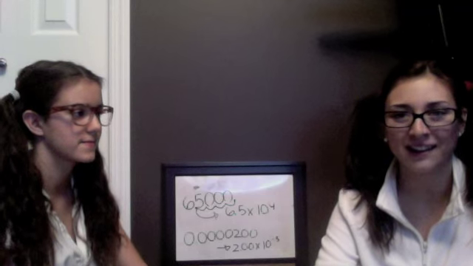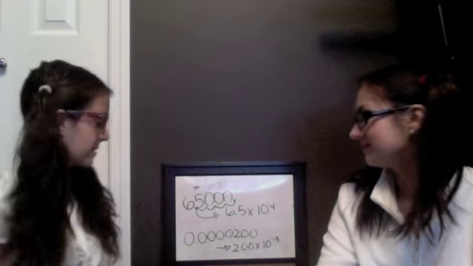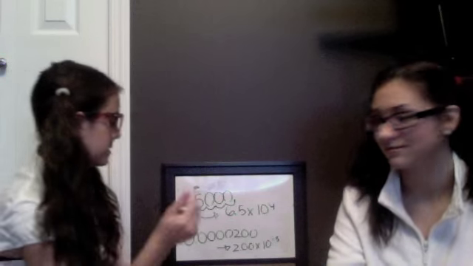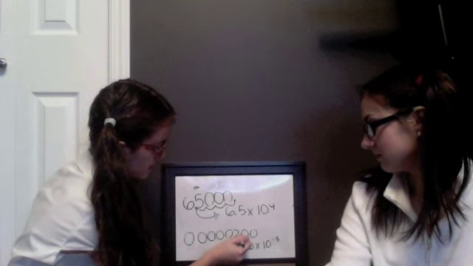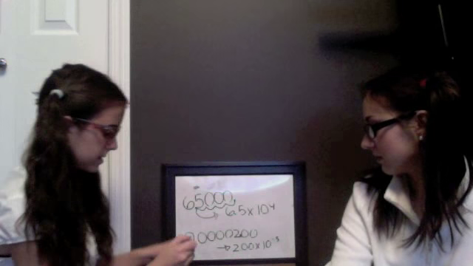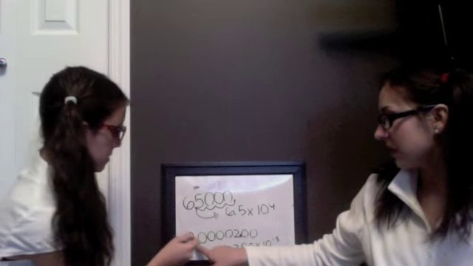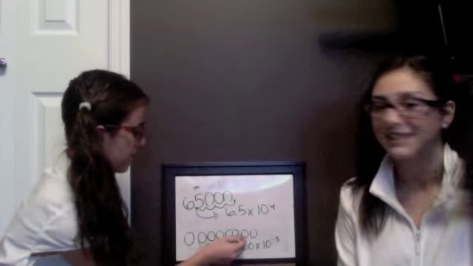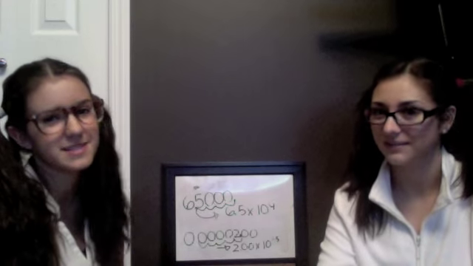Which takes us to our next example. 0.000200. You're going to put your decimal after the first non-zero number. So this erases, and 2 is our first non-zero number, so that's where the decimal goes. This becomes 2.00 times 10 to the negative 5. So you count where your decimal used to be, which is right here, and count to get to it: 1, 2, 3, 4, 5. So you get 5, and it's a negative exponent because the number is less than 1.